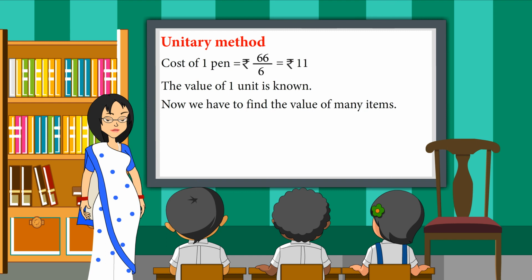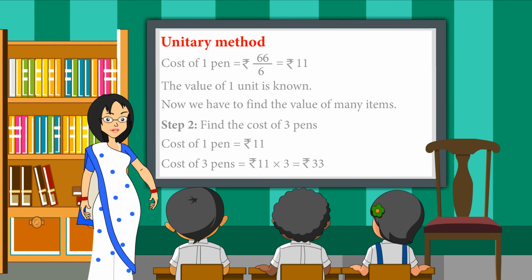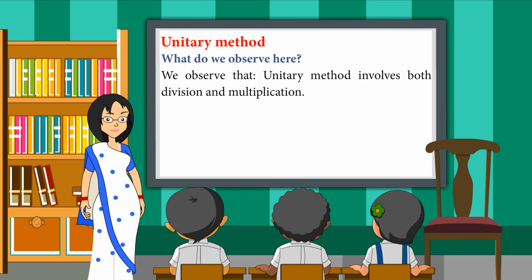Now we have to find the value of many items. Step 2. Find the cost of 3 pens. Cost of 1 pen is equal to rupees 11. Cost of 3 pens is equal to rupees 11 into 3 is equal to rupees 33. What do we observe here? We observe that unitary method involves both division and multiplication.